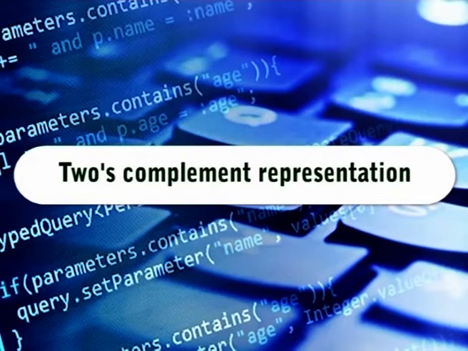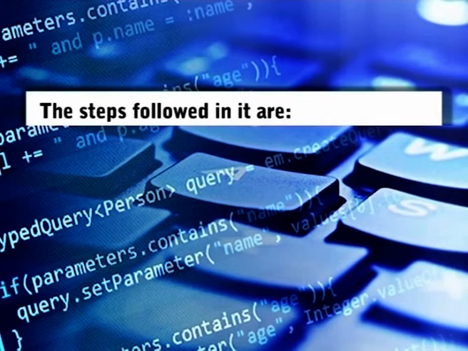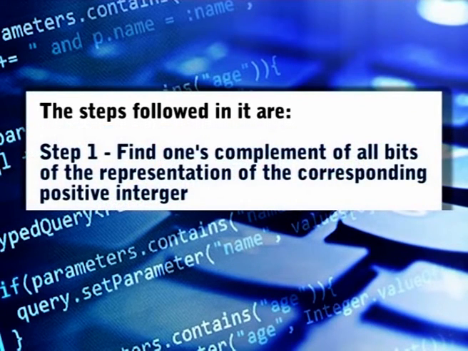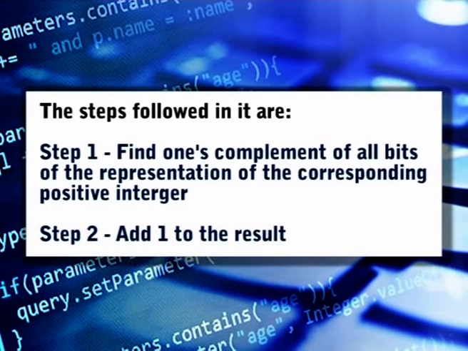Now, we are going to study 2's complement representation. In 2's complement representation, positive integers are represented as in signed magnitude representation or 1's complement representation. Generating the representation of a negative integer is done in two steps. First step is find the one's complement of all the bits of the representation of the corresponding positive integer. And step number 2, add 1 to the result.